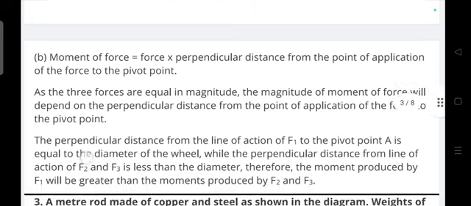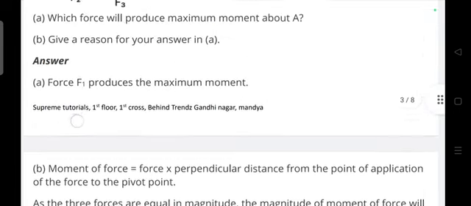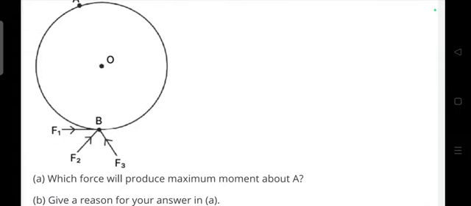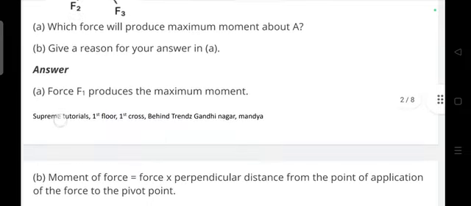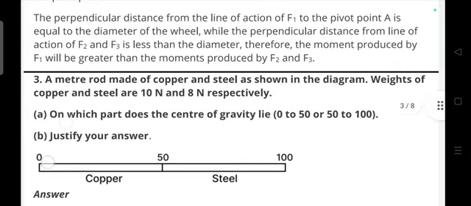As the three forces are equal in magnitude, the magnitude of the moment of force will depend on the perpendicular distance from the point of application to the pivoted point. So here the perpendicular distance to the point A is greatest for F1. So F1 produces the maximum moment about point A.